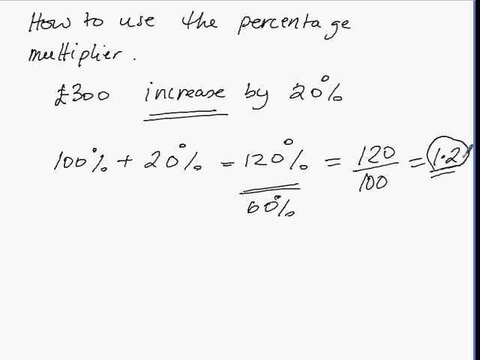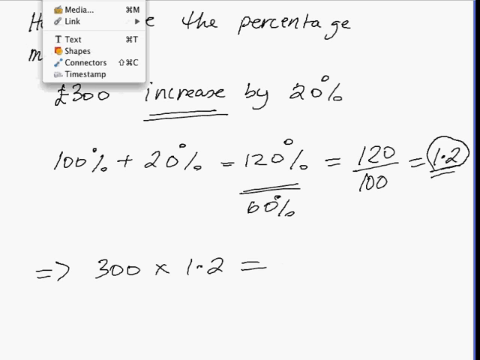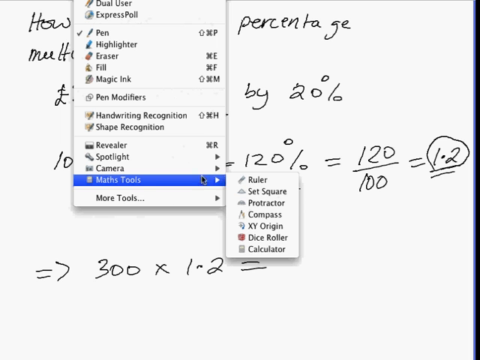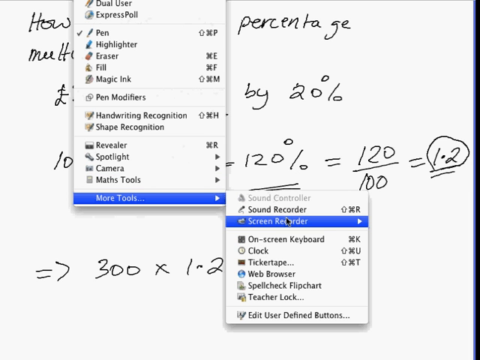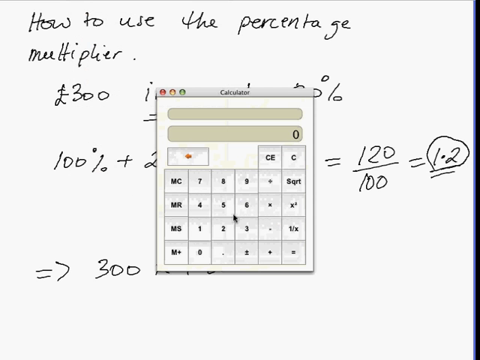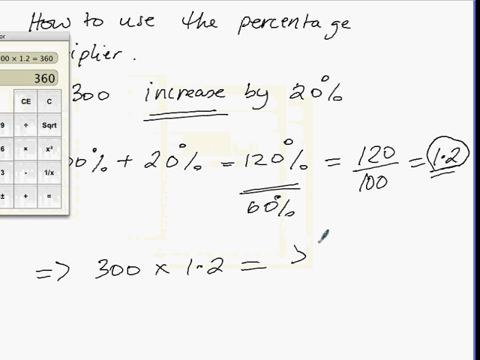Now if I want to increase that £300 by 20%, all I have to do is 300 times 1.2, and usually that sort of question comes up on the calculator paper. So take a calculator, and we're going to do 300 times 1.2, and that gives me the 360 that I was looking for. So you can see that it's the same answer as the previous one.